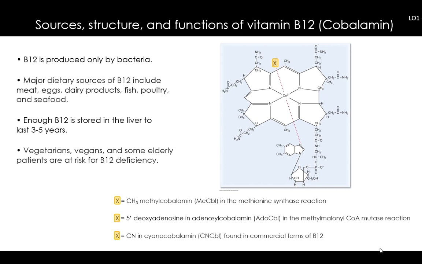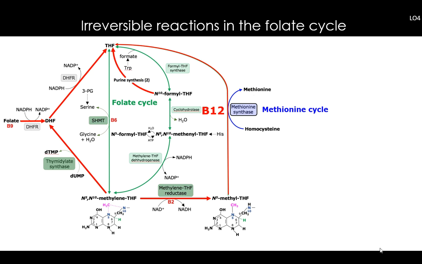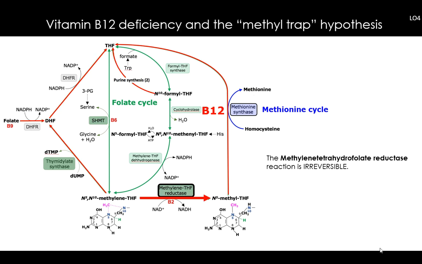Cyanocobalamin is a man-made form of B12 found in supplements where the cobalt atom is bonded to a cyano or cyanide group. I would like to return briefly to how vitamin B12 connects the folate and methionine cycles and illustrate where B12 fits in with the irreversible reactions of the folate cycle shown here by the red arrows, pointing out in particular how the methylene tetrahydrofolate reductase reaction is irreversible.